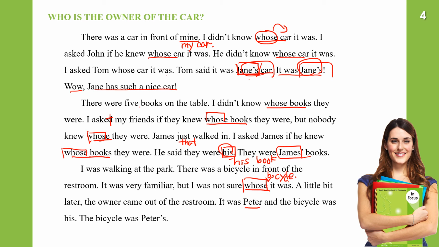It was Peter, and the bike was his. So it means his bike. Okay, his bike, the bicycle was his. So this is possessive pronoun. The bicycle was Peter's. This is possessive pronoun as well. Okay, so this is the bicycle was Peter's. It was Peter's bicycle.